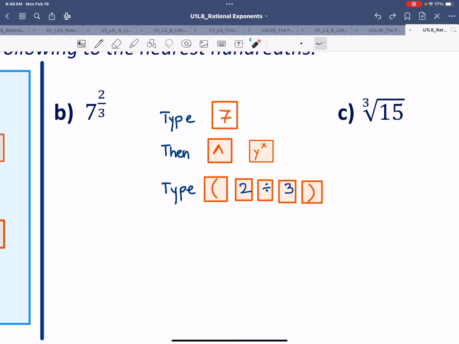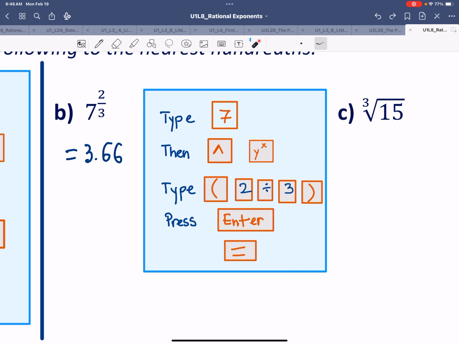So again, the reason why we want to do this is that by keeping 2 over 3 in brackets, we are telling the calculator that number 7 is raised to this power, 2 over 3. If we do not include the brackets, the calculator might go crazy and bring 7 to the power of 2 and then divide the entire answer by 3, which would lead to the incorrect answer. So once we do that, simple, we just press enter or equal, and we'll get the answer. And the answer in this case, rounded to 2 decimals, is 3.66.